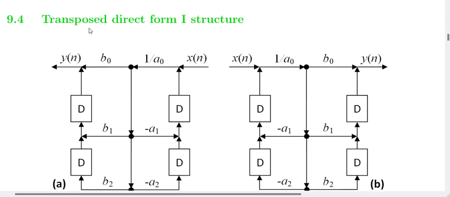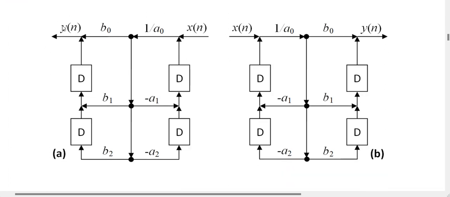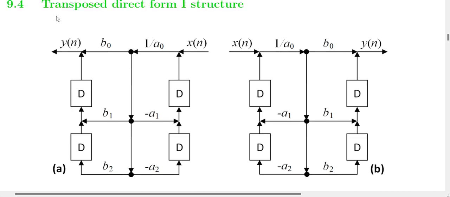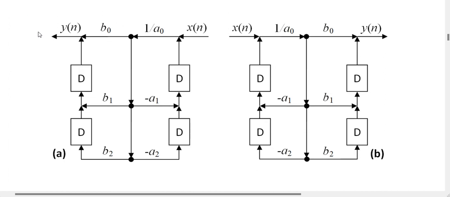Another structure, transposed direct form 1 structure. Think you see everything inside a mirror, okay? And use the meaning of transpose. In the first diagram, we had x[n] on the left hand side, input. So we have changed it to output. Output changed to input. Left to right, right to left, up to down, down to up.